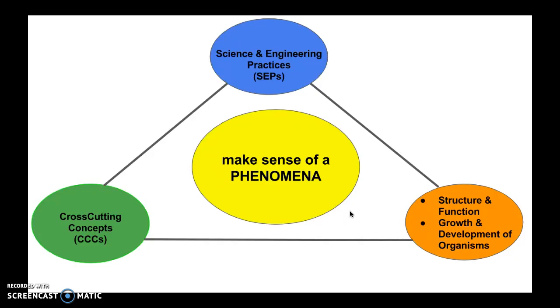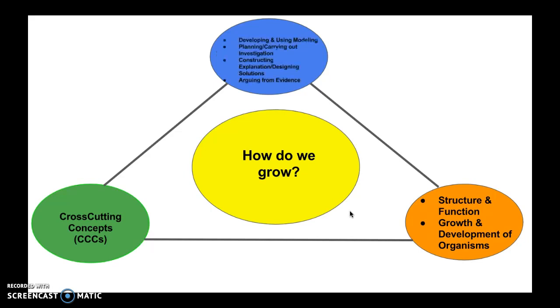Now we need to pick a phenomena that would make sense with these DCIs and also would engage your students. So the phenomena in this example that I chose is, how do we grow? Now, if we have our DCIs and our phenomena, we can start thinking about some SCPs that we would use. If you can see in the blue bubble, there is a list of 4. You do not have to use all 4 for a lesson. You certainly are more likely to use them in a unit.